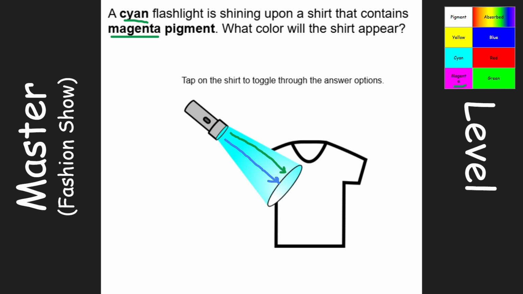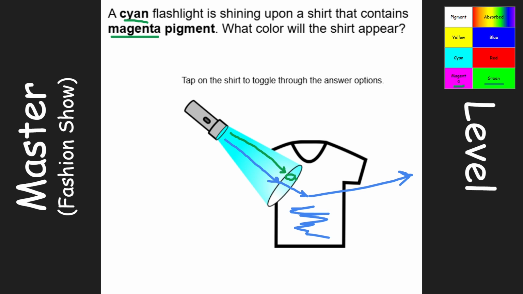Well, magenta absorbs green light. So the green light is going to be absorbed. But since there's no yellow pigment to absorb the blue, that means the blue, after it hits the shirt, is going to get reflected to our eye. So we won't see any green because it's getting absorbed. We won't see any red because it's not being shown on the shirt. So the only thing we see is blue. And again, we end up with a blue shirt.